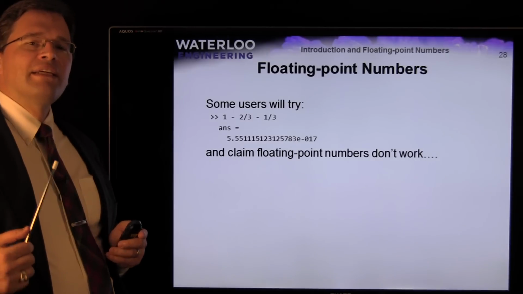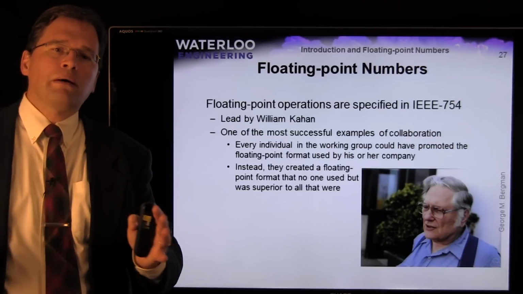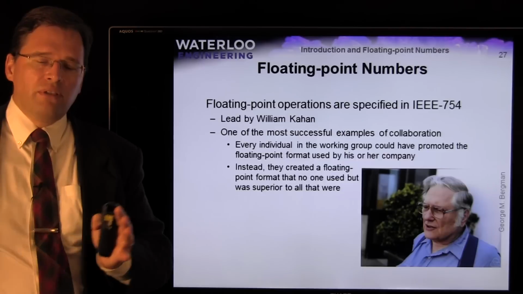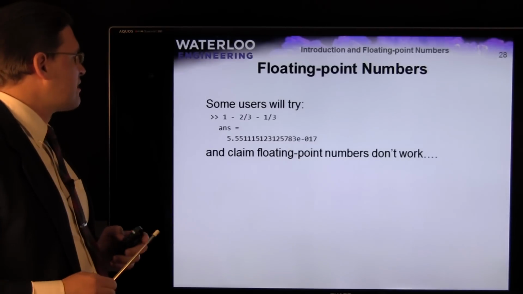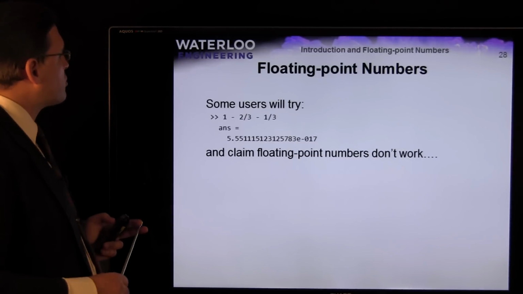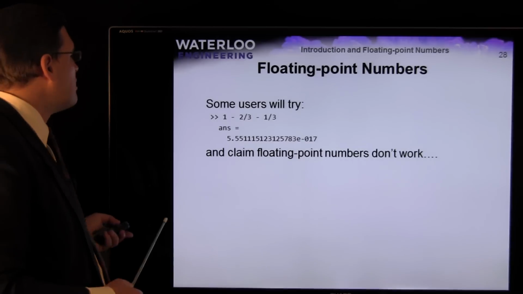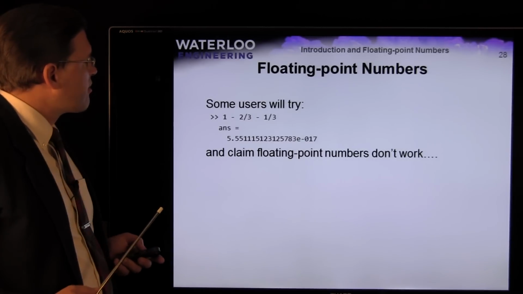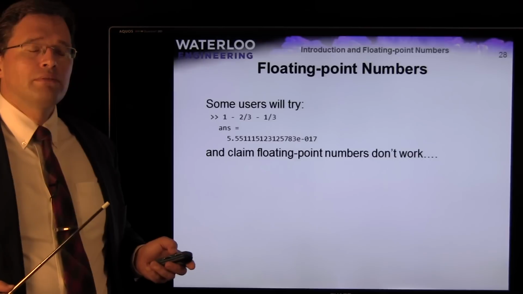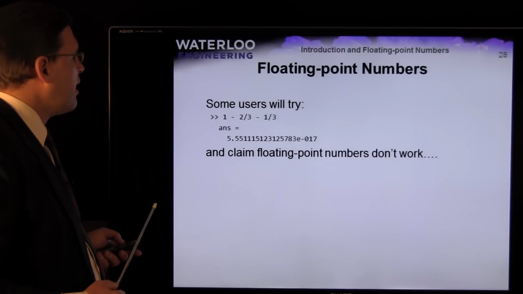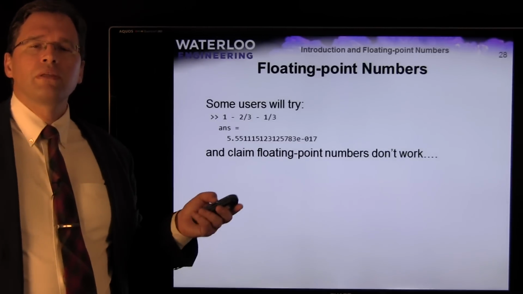What this means is that we can actually trust doubles up to a well-defined point as defined in that standard. However, some people will try this. In MATLAB, or even in C++ or C, try 1 minus a half, or 1 minus 2/3 minus 1/3. That should be 0, but it's not 0. And then they claim, oh, floating point numbers don't work.